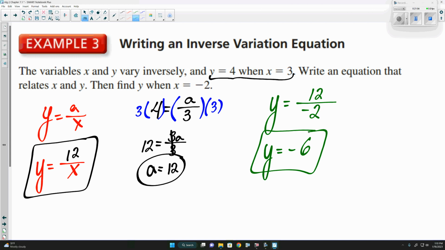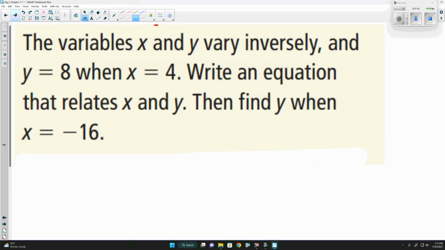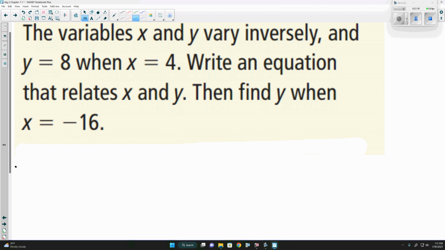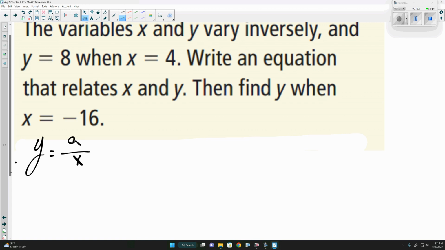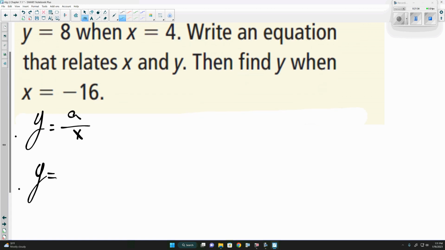Questions on this here? Are you ready for the next one? So we'll do this one here and one more, and then we'll be done for today. The variables x and y vary inversely, and y is 8 when x is 4. Write an equation that relates x and y. Then find y when x is negative 16. So we're looking at y is equal to a over x. And really, once we find a, we'll have the equation.